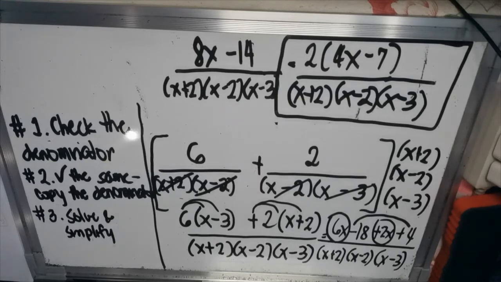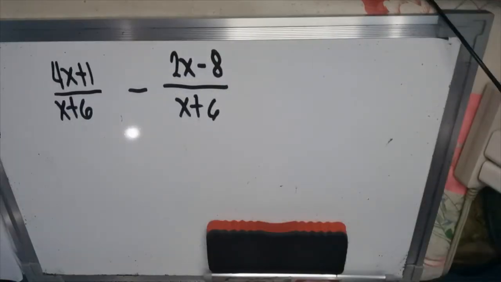Now, let's proceed with subtraction. Actually, sa subtraction, i-relate lang natin siya sa addition. Check the denominator. Kung same sila denominator, copy lang din. And then, this time, magma-minus ka naman, or magsusubtract ka naman. Say, for example, we have 4x plus 1 all over x plus 6 minus 2x minus 8 all over x plus 6.